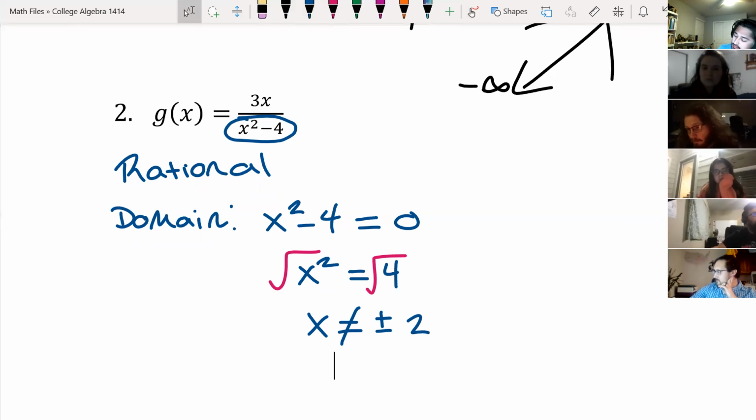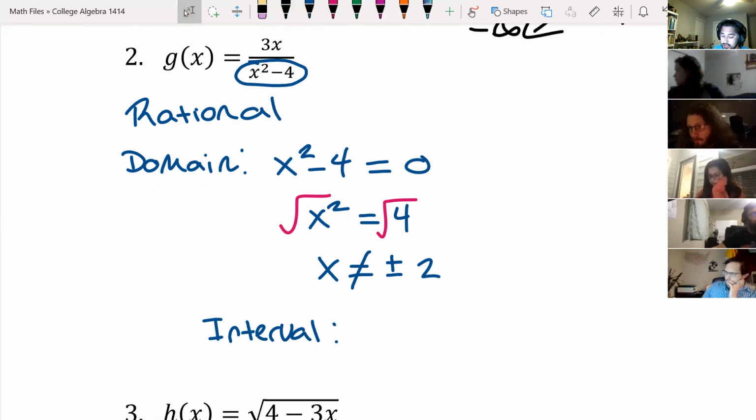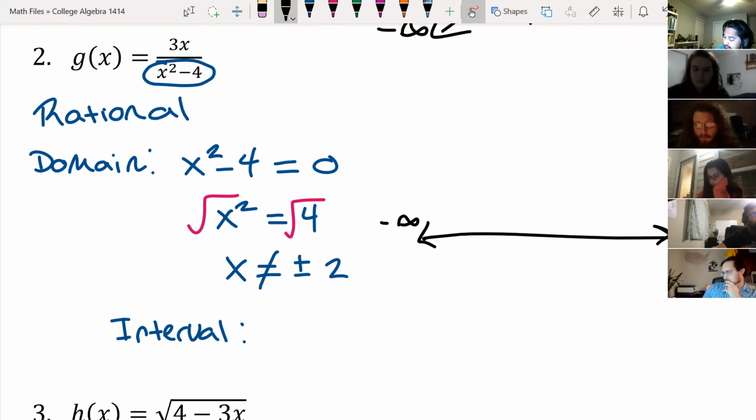Okay, so let's talk about interval notation for a second. We're going to put this domain in interval notation. I guess the best way to represent that is to make a number line. So here's my number line. Here's negative infinity, and here's positive infinity. And here are the two numbers we just found, negative 2 and positive 2. So we know that x can be any number we want except for negative 2 and positive 2.